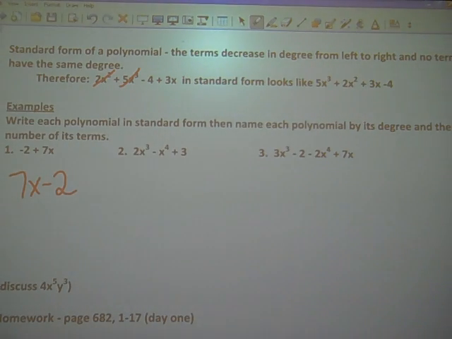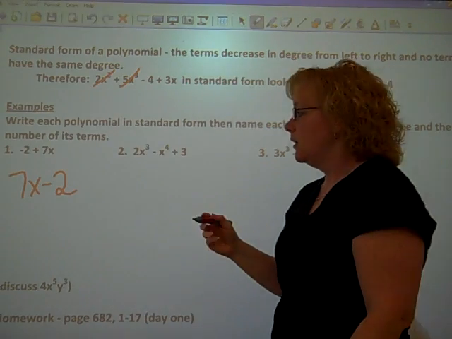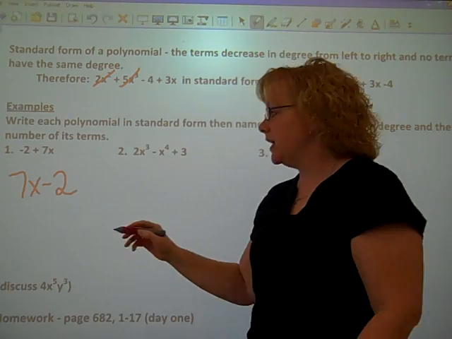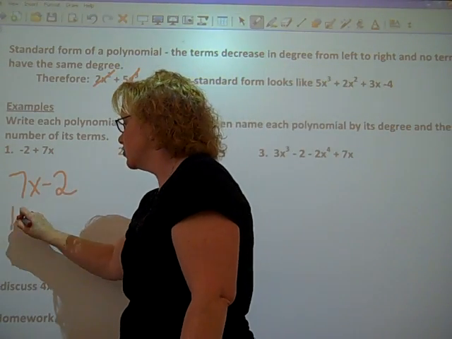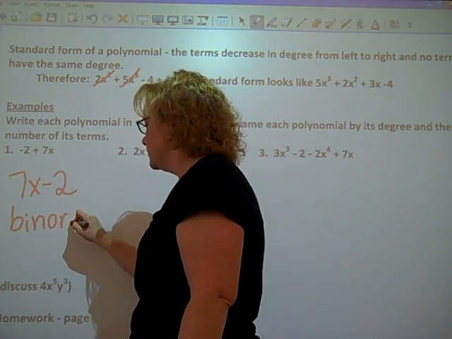Then I need to say what type of polynomial it is. So what type of polynomial is this? Is it a monomial? Is it a binomial? Is it a trinomial? Or just a polynomial? What is it, Brogan? Binomial. Binomial because it has 2 terms. So you're going to write binomial.